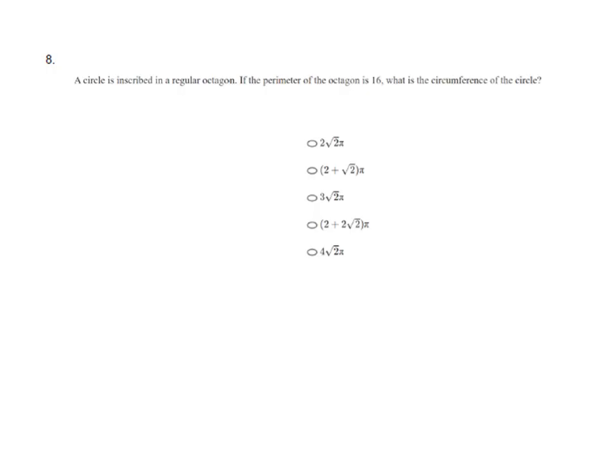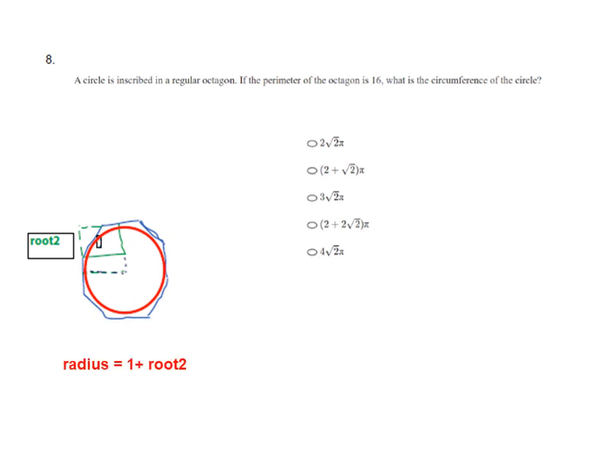But a circle is inscribed in a regular octagon. So now, pardon my drawing, it has some discrepancies. However, notice that each side of that octagon is 2. So if we draw a triangle, each side would be root 2, right? Now what would be the radius of the circle? Radius of the circle would be 1 plus root 2.